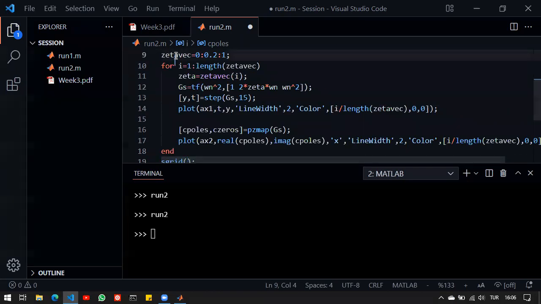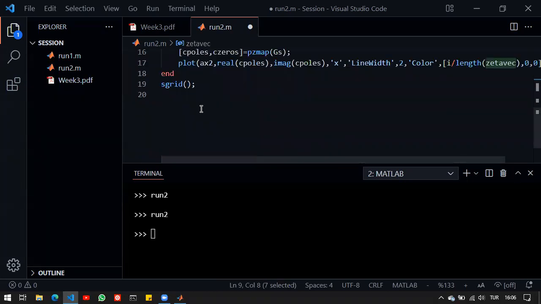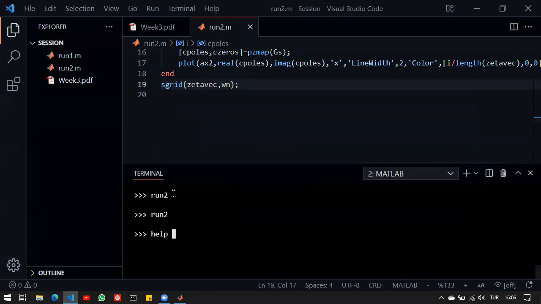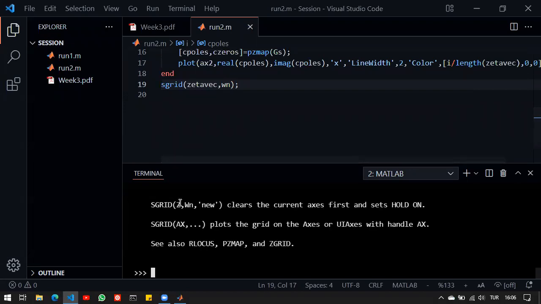Now I know that my zeta vec will be the zeta values that I have, and I will also have omega n. So let me look for this. So the first argument is the zeta value, and the second argument is omega n. Of course, ax2 should be the axis which I'm going to place this grid on.